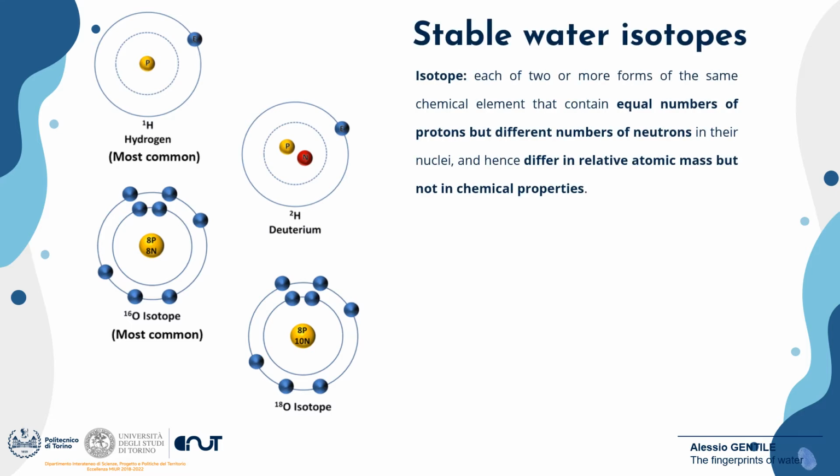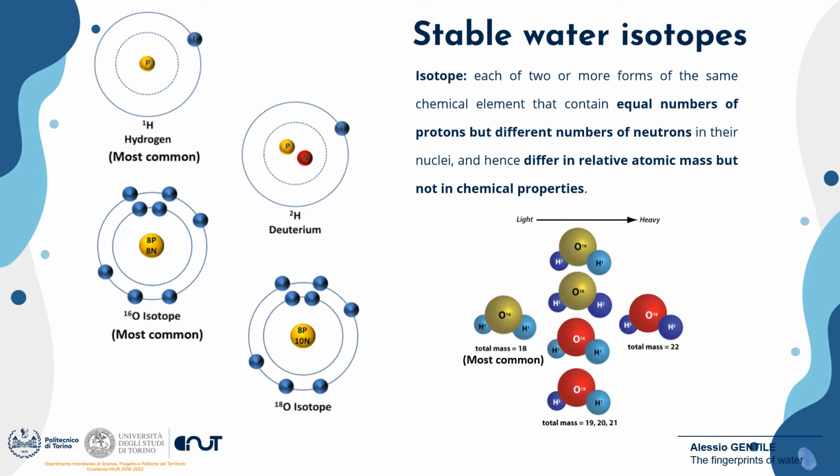An isotope is each of 2 or more forms of the same chemical element that contain equal numbers of protons but different numbers of neutrons in their nuclei, and thence differ in relative atomic mass but not in chemical properties. As you can guess, we can combine these isotopes in different ways in a water molecule, so that we will have some water molecules that are lighter and others that are heavier.